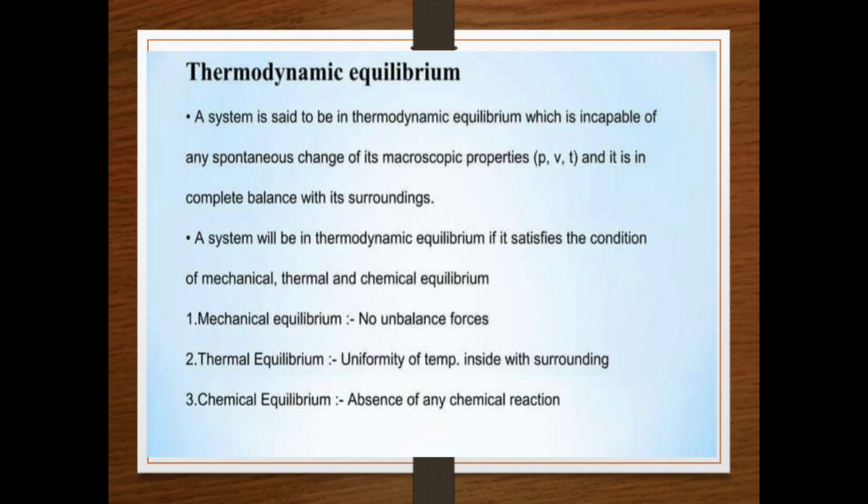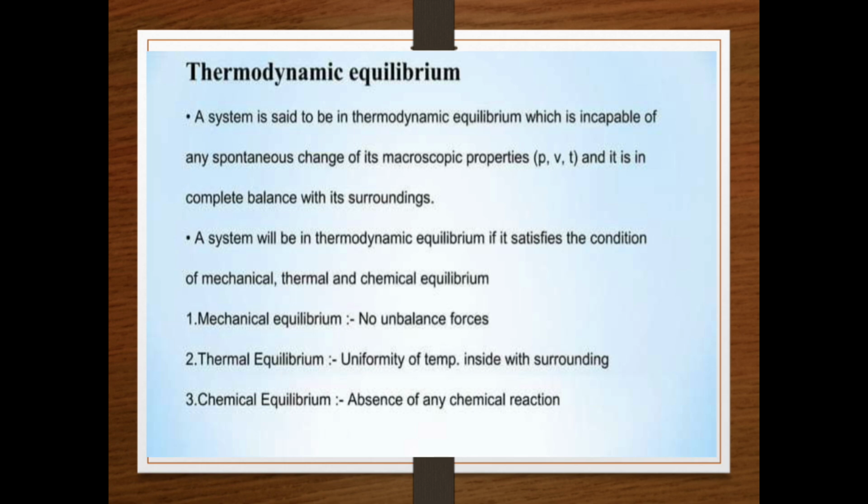Thermodynamic equilibrium. A system is said to be in thermodynamic equilibrium when it is incapable of spontaneous change of macroscopic properties, pressure, volume, temperature, and is in complete balance with the surroundings. A system will be in thermodynamic equilibrium if it satisfies the conditions of mechanical equilibrium, thermal equilibrium, and chemical equilibrium.